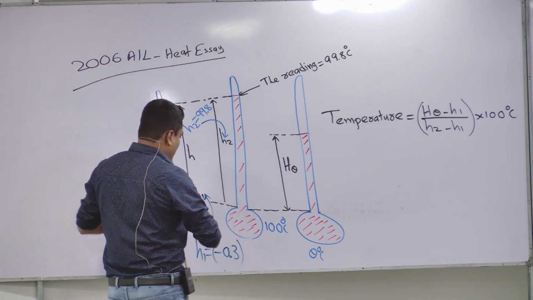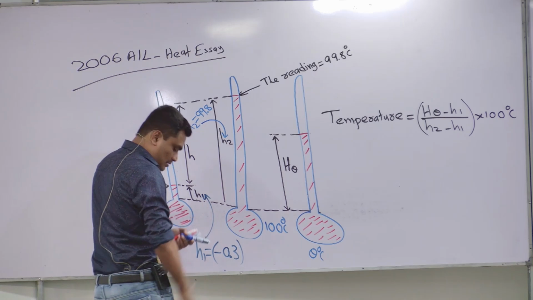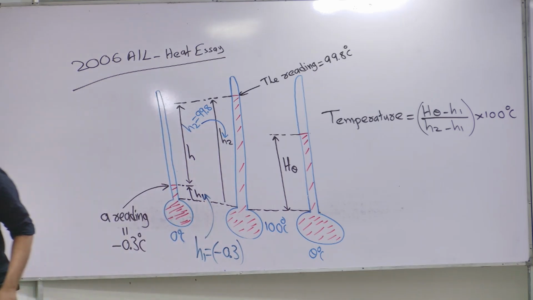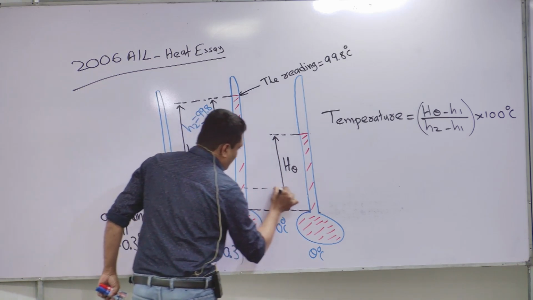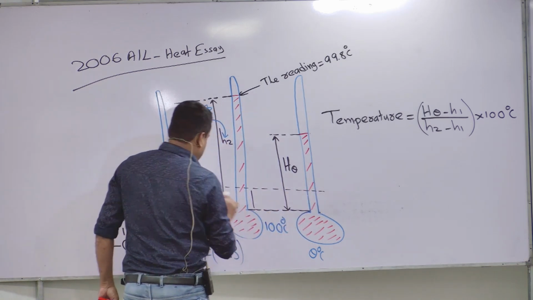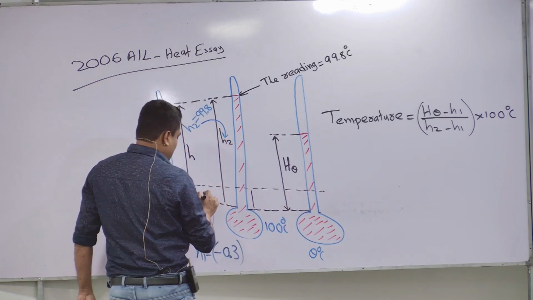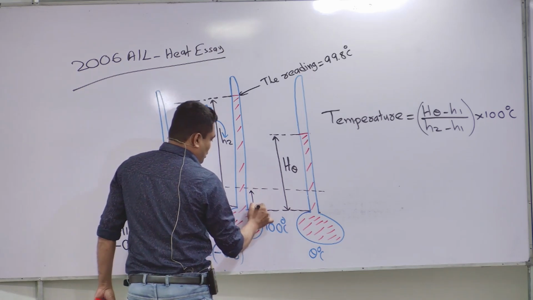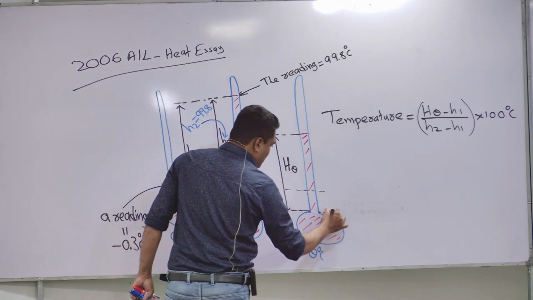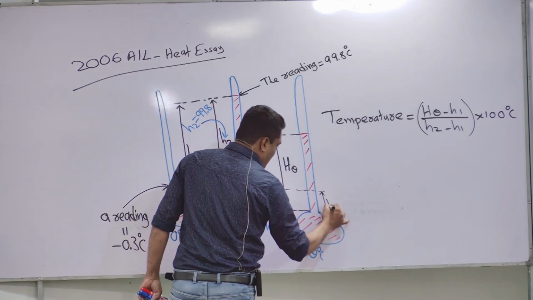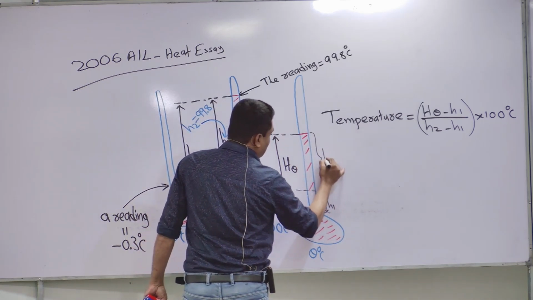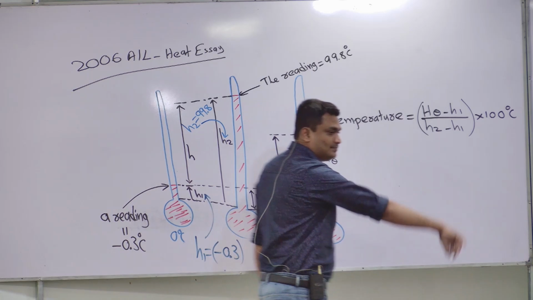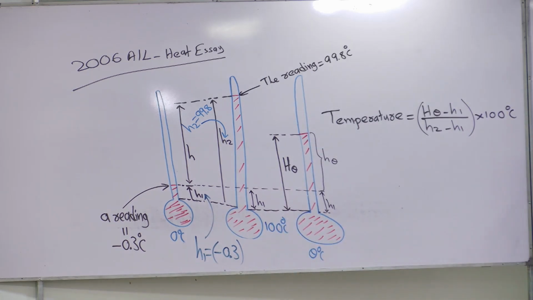And produce this dotted line, and mark this height. If this is H1, this should also be H1. And mark this height as H theta. Simple H theta. Mark all the heights properly.